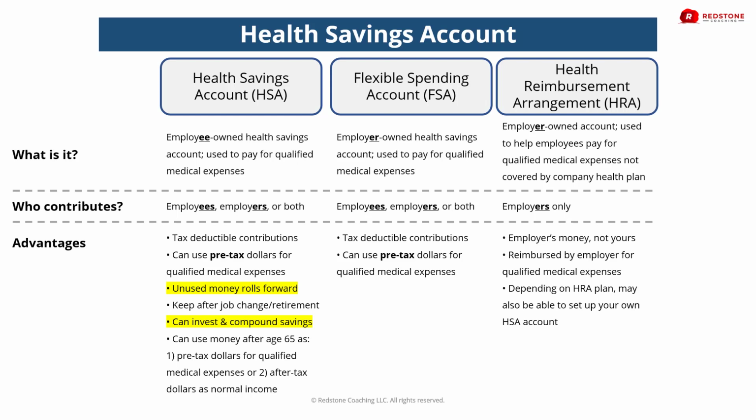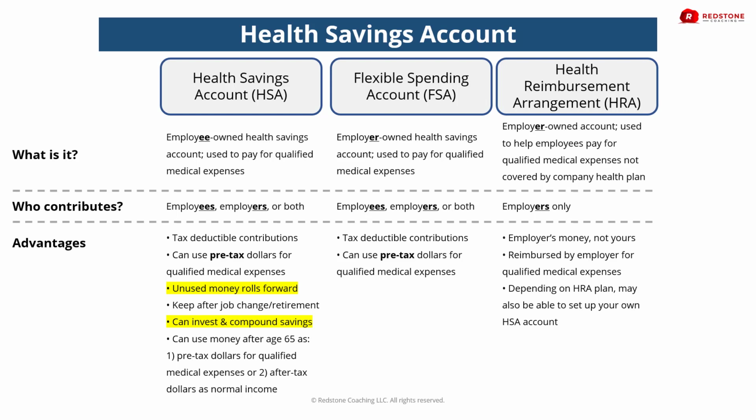All right, so advantages. What are some advantages of these different types of accounts? Well, for the HSA, they are tax deductible contributions. So let's say that you earn $100,000 in 1 year, just to make numbers easy. If you earn $100,000 and you contribute $3,000 to your HSA, your taxable income is only $97,000. So you actually pay less in taxes because your taxable income is lower. Then you can use pre-tax dollars for qualified medical expenses, which is the purpose of the account.